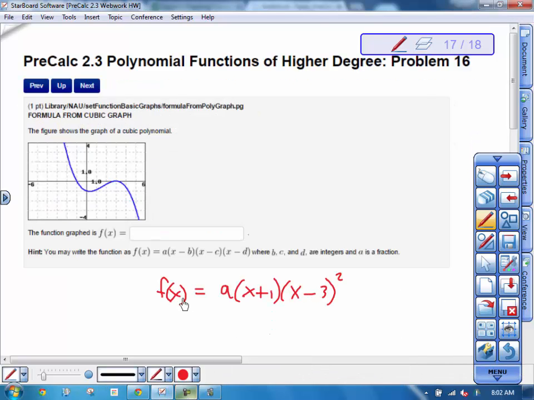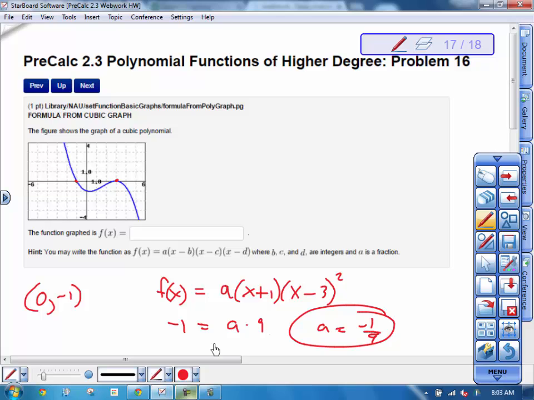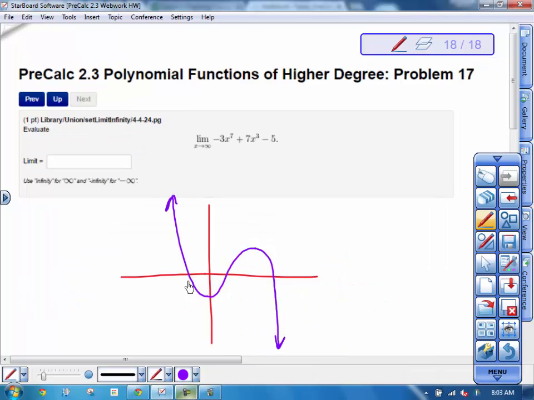Next problem, you get this, you write out these zeros right here. That one's got a multiplicity of 2. And then one of the points on there is 0, negative 1. So if you plug in 0 for x and negative 1 for y, you get a times 9. And then divide and you get a equals negative 1/9. So that'd be mine. And I'm out of time, so I gotta go quick.